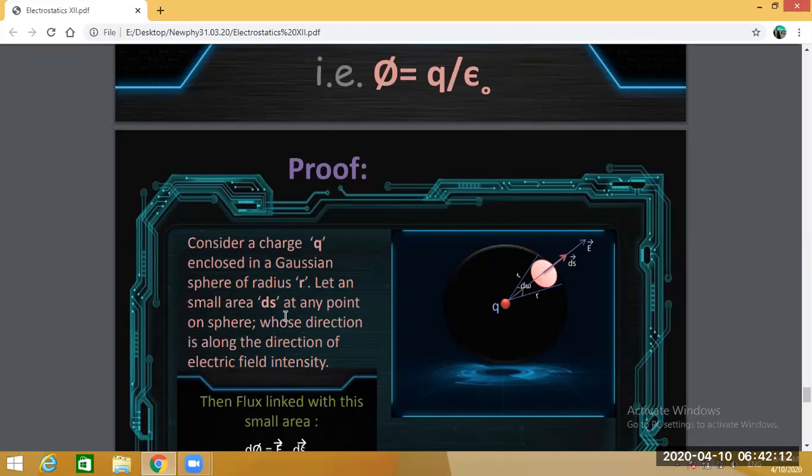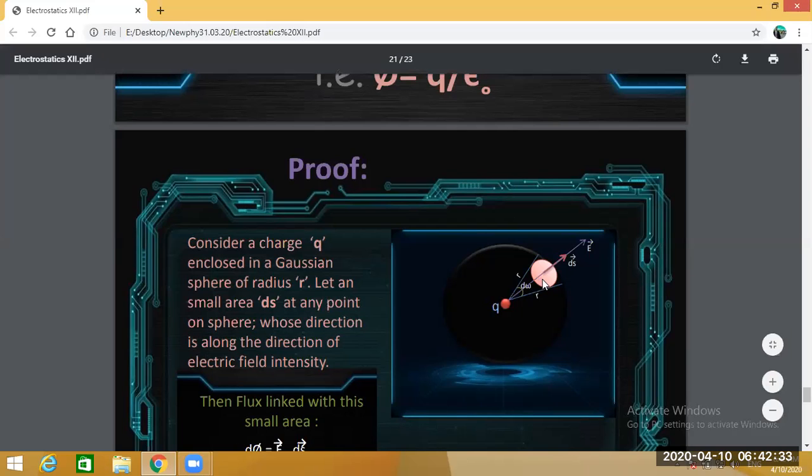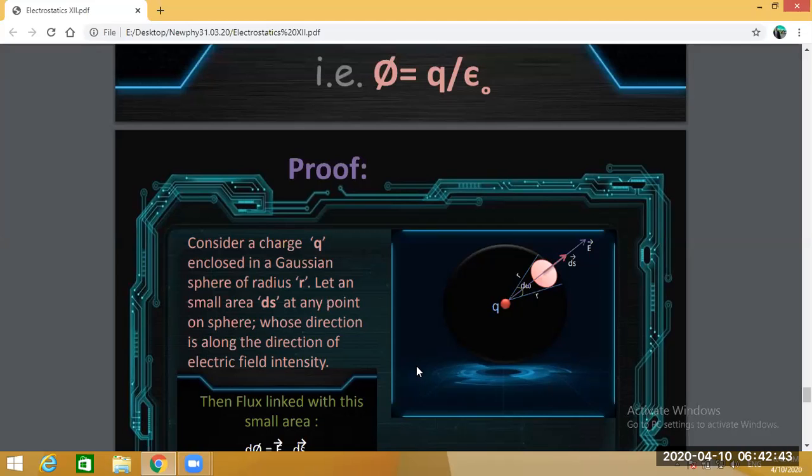The radius of this sphere is r. Let a small area ds be taken here. The electric field line originating from this charge will pass through this area. Electric field line and area vector will be parallel to each other, so the angle between the electric field line and area vector is 0. Therefore, in order to determine electric flux, we just take a scalar product of the electric field vector and area vector.